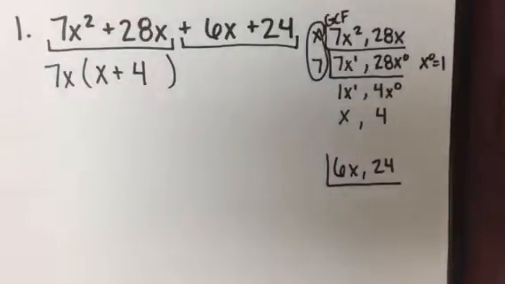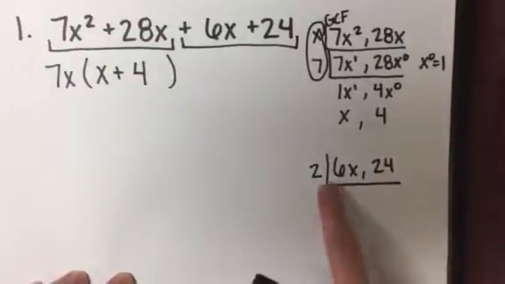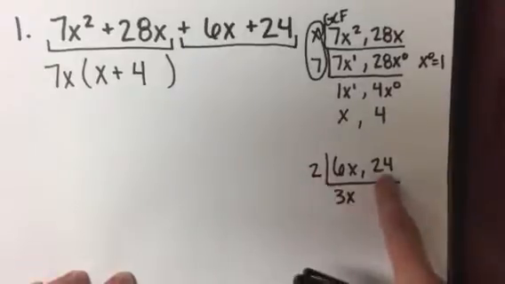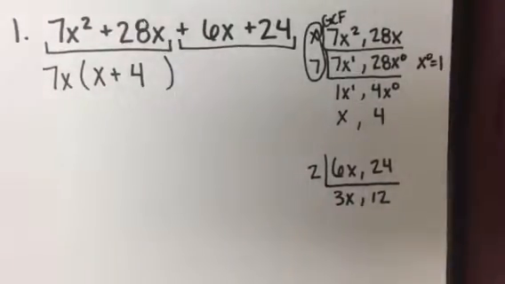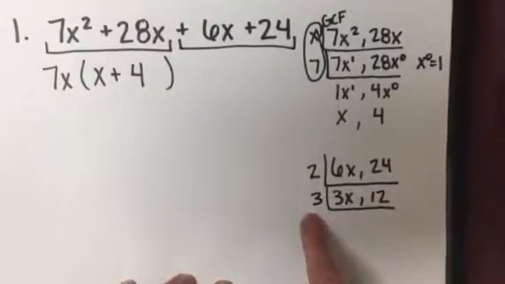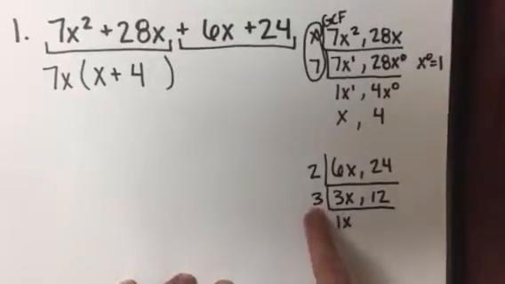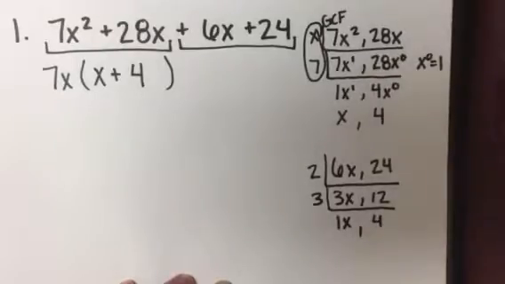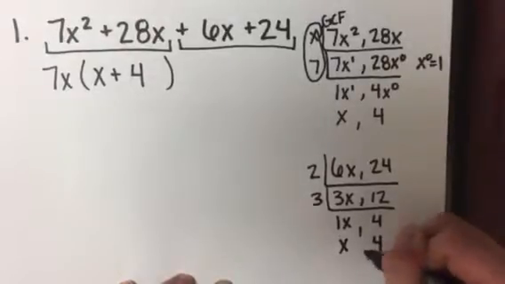So now let's do prime factorization. The smallest prime that will divide into both is 2. 2 goes into 6x 3x times, and 2 goes into 24 12 times. Continue to divide by primes. The next prime is 3. 3 goes into 3x 1 time, and 3 goes into 12 4 times. You can simplify 1x to be just an x, and 4, of course, is 4.